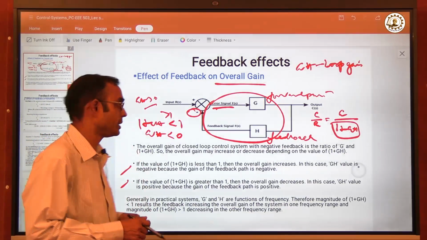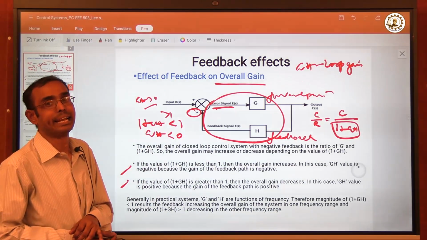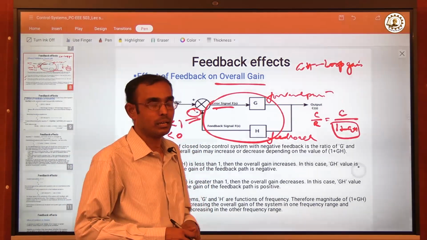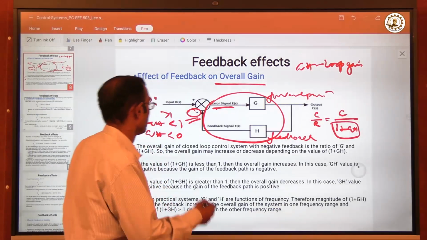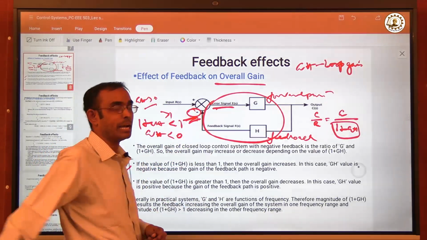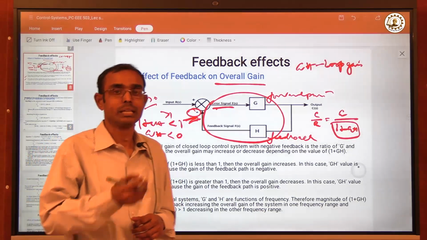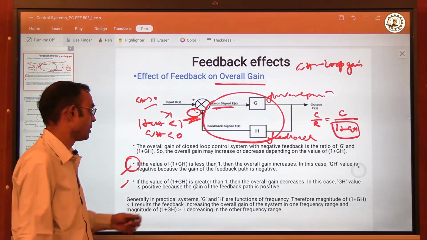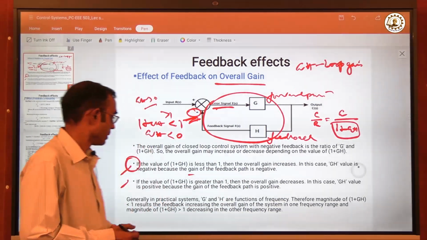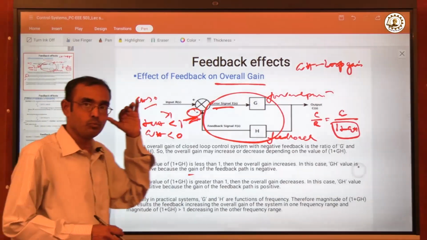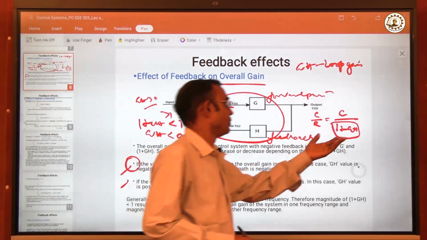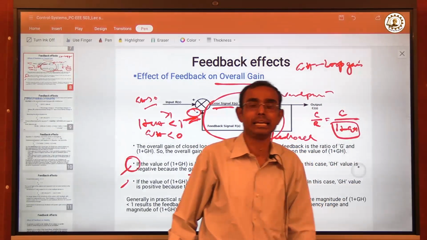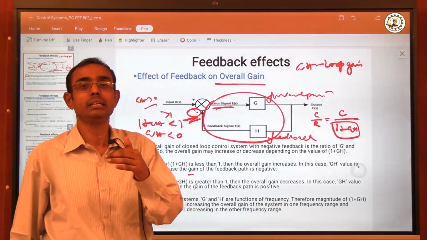But we are interested in the gain of the feedback path being negative. Why? In most cases, for stability, we will come to this point later, this negative feedback will be much more useful than the positive feedback. So we are more interested in this first case, when the gain of the feedback path is negative. Now, it can be explained that with the use of feedback, when G is divided by 1 plus GH, it is affecting the gain.